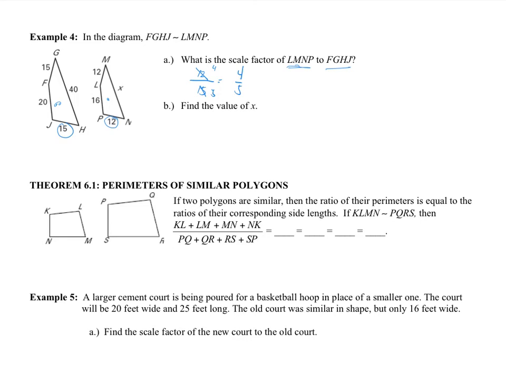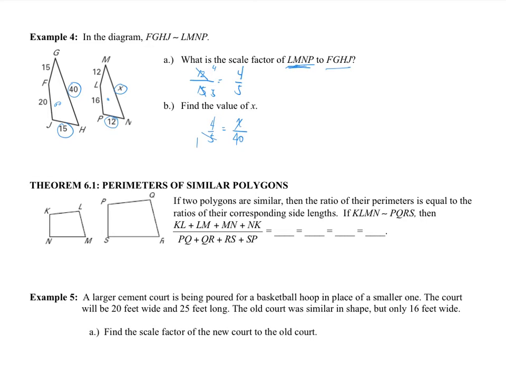Then my scale factor is just 4 to 5. So you need to pay attention to which figure is stated first when you find the scale factor. Part B, find the value of x. So I can take the scale factor from part B, 4 to 5, and set it equal to x over its corresponding side length of 40.